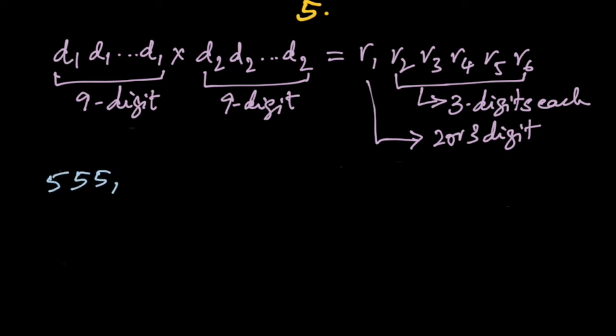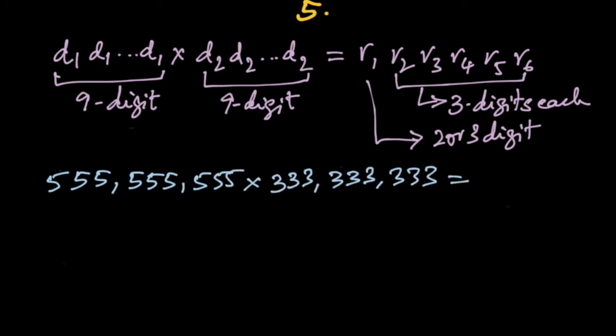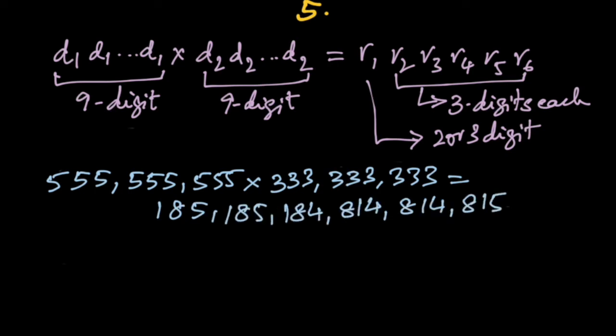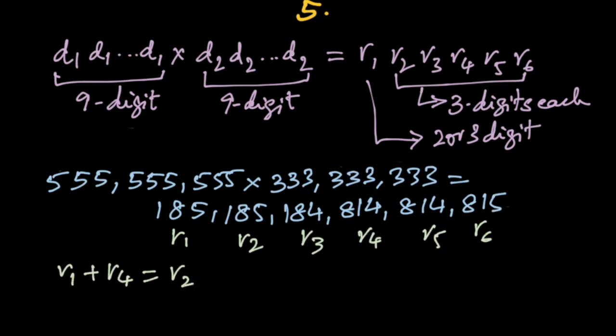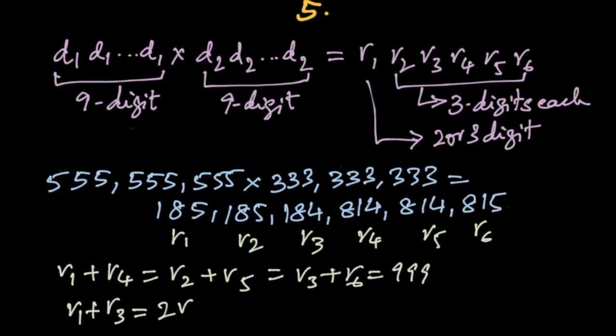Now second example, here we are multiplying 9 5s with 9 3s. So the answer is this. So here R1 to R6 are like this. So here again R1 plus R4 is 999, R2 plus R5 is the same, and R3 plus R6 is also the same. Now here R2 plus R3 equals 2 times R1 minus 1, and R5 plus R6 equals 2 times R4 plus 1.